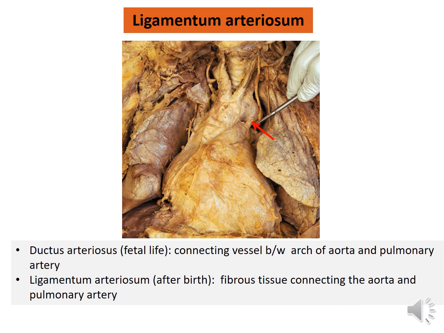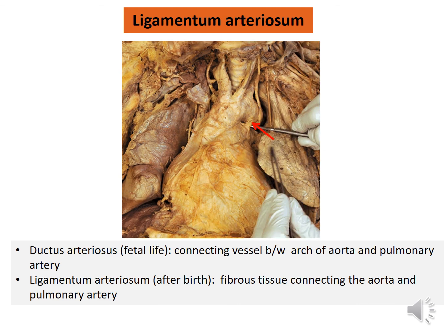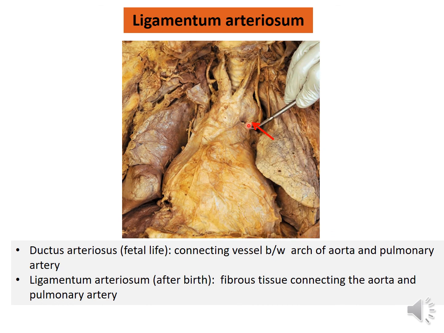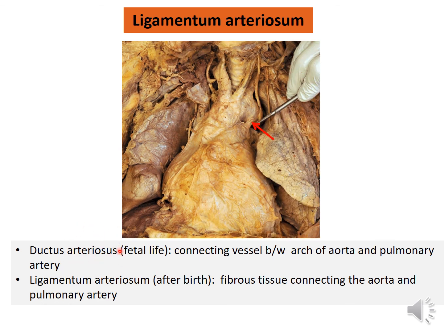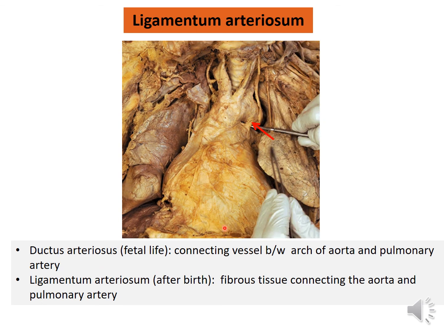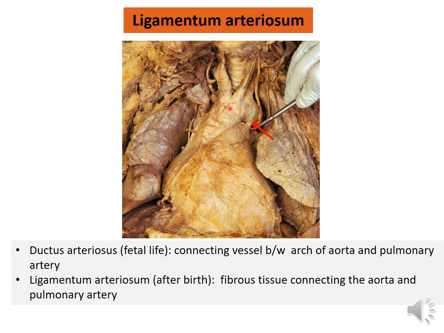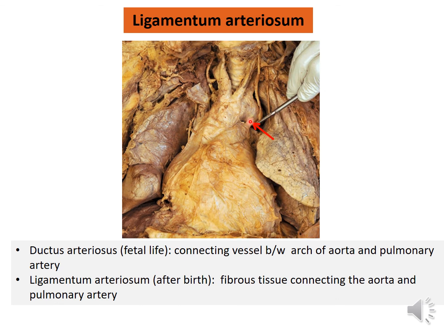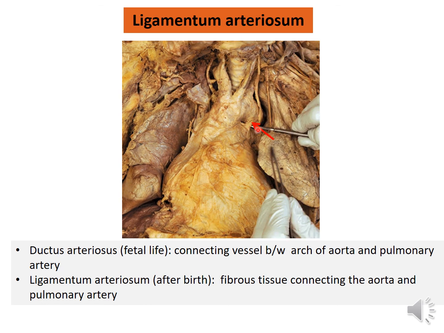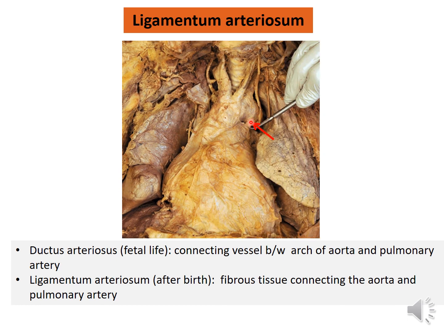Hope you understood. So during fetal life, there is a connecting vessel between the arch of aorta and pulmonary artery. This connecting vessel is called ductus arteriosus. Remember, it exists only in the fetal life. But after birth, this is the adult cadaver. So what happens to this particular connecting structure? This vessel which is there in the fetal life is replaced by a fibrous tissue. So this fibrous connection between the aorta and pulmonary artery, which is pointed here, is called ligamentum arteriosum.